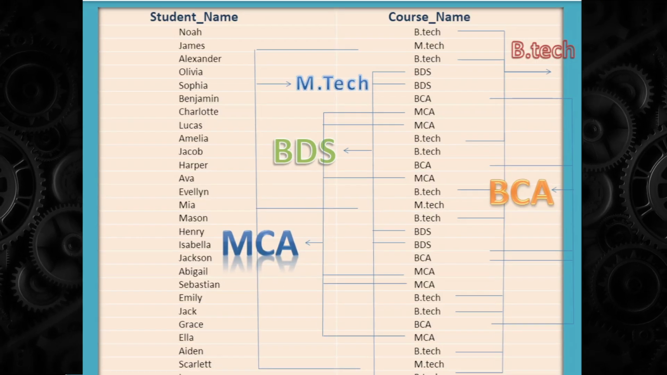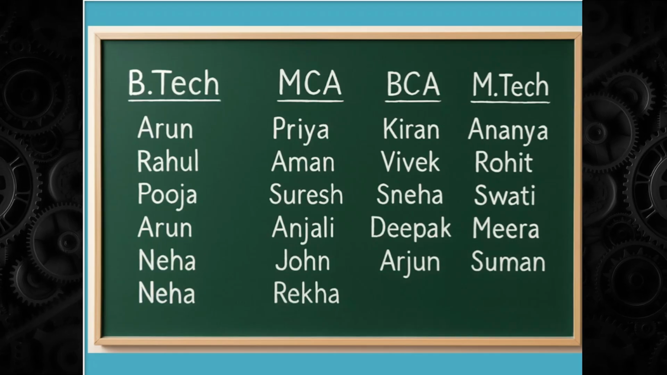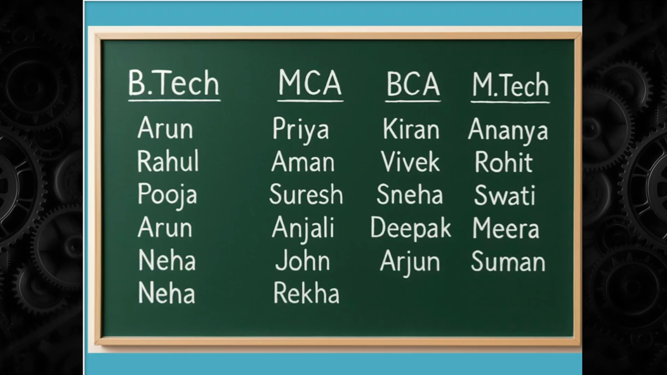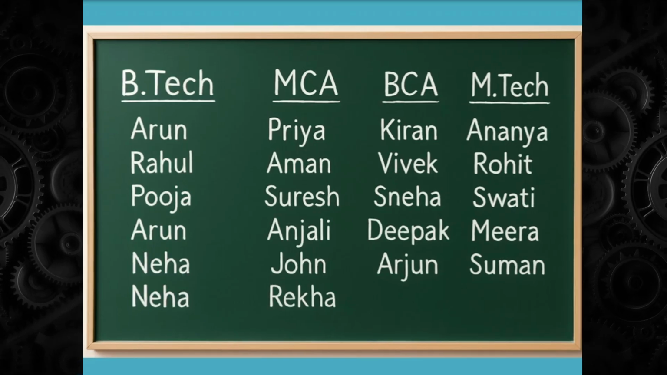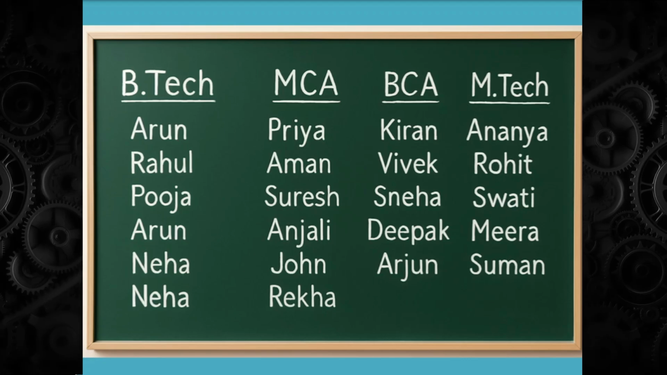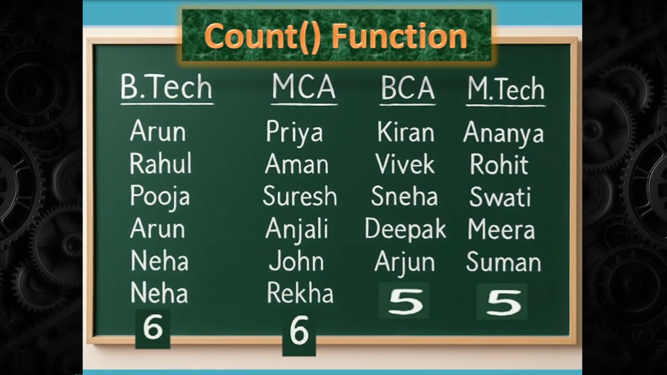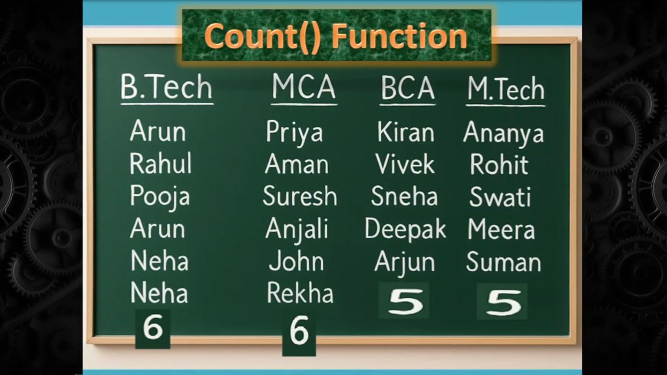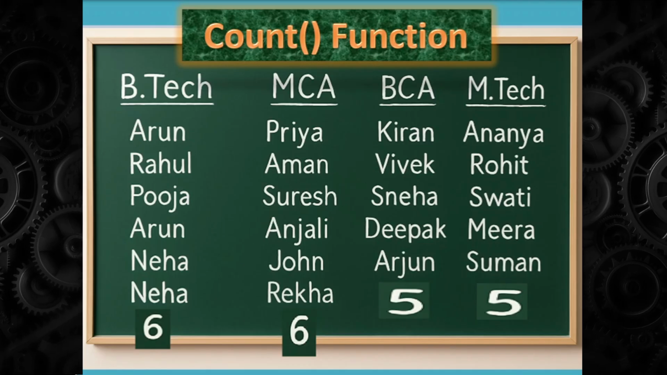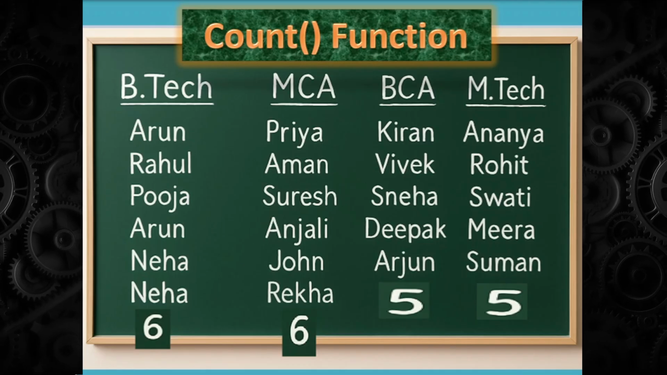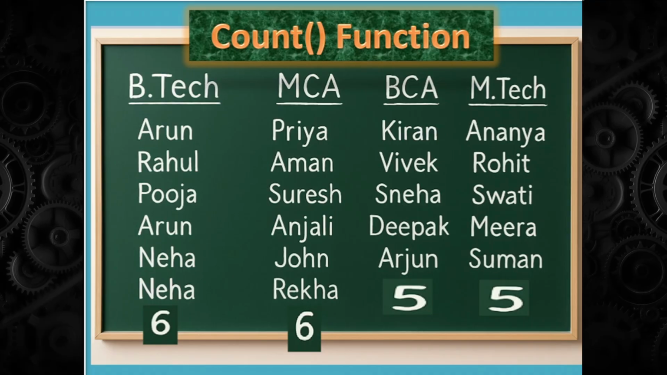When we use group by at the back end, it actually presents data in this format. It is going to select every distinct course name and assign the students under each course, and as I said, we have to always apply an aggregate function. When we apply an aggregate function, that data will give us the result of that aggregate function. Here we wanted the count of the records, so we applied the count function, and eventually in BTech we had 6, in BCA we had 5, in MTech we had 5, and in MCA we had 6 students enrolled.